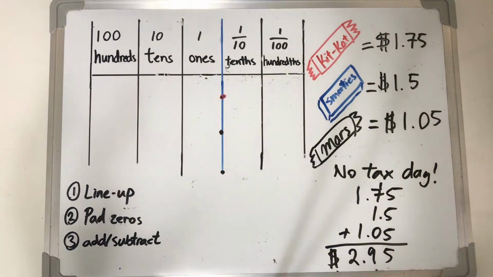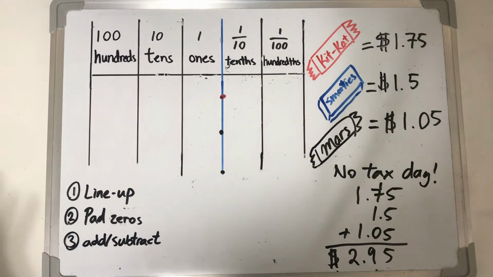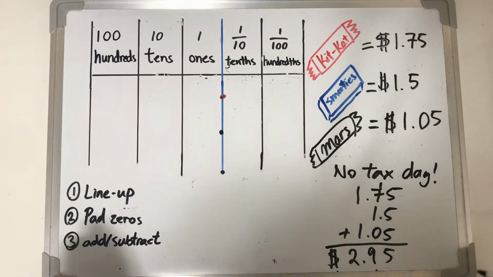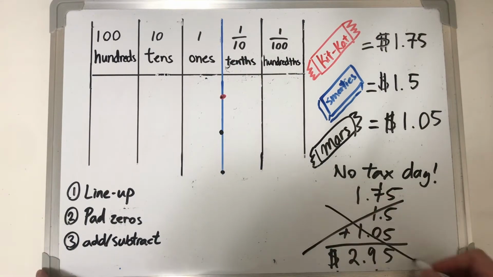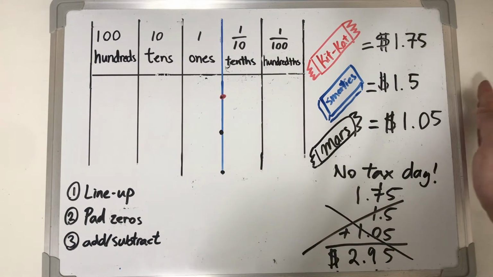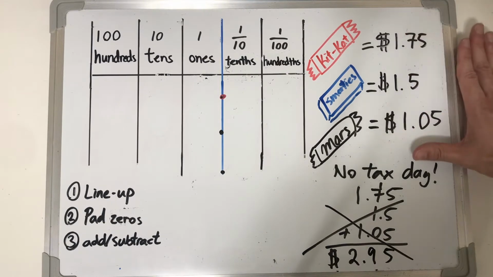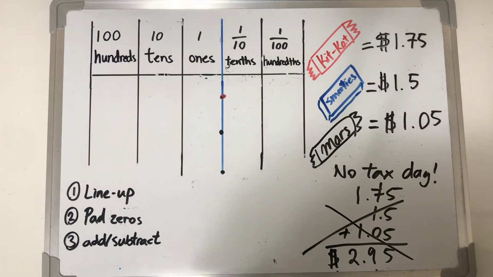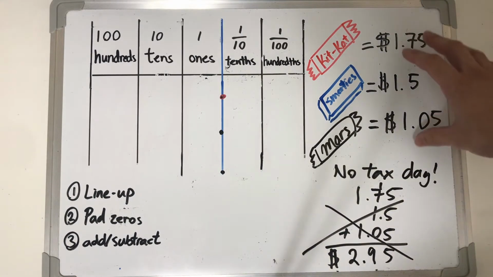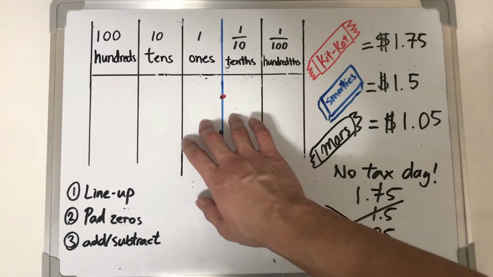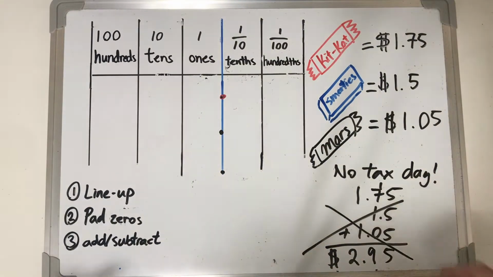And you know what? That sounds like a really great deal, because it would be a great deal. Unfortunately, that's incorrect. Right? That's incorrect. If we just estimate how much this should cost, we already know that it's going to be over $3 because each of these chocolate bars are over $1 each. So let's put these values into our place value chart and do this correctly.